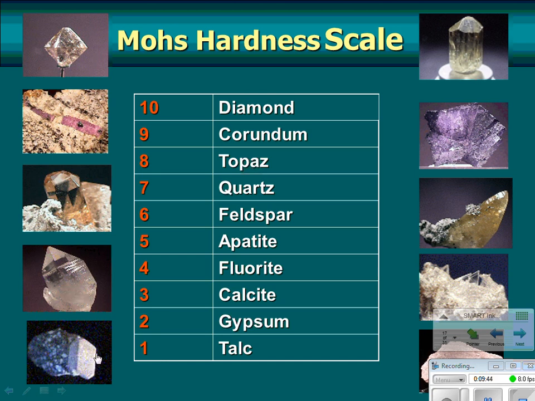Feldspar is a number 6. Apatite, just like when you're hungry, apatite's kind of green, it's a 5. Fluorite, just like the fluoride that gets put on your teeth when you're younger. That's fluorite. Calcite. This one looks kind of green to me, but typically it's going to be kind of white. This one right here is gypsum. And then this right here is talc.